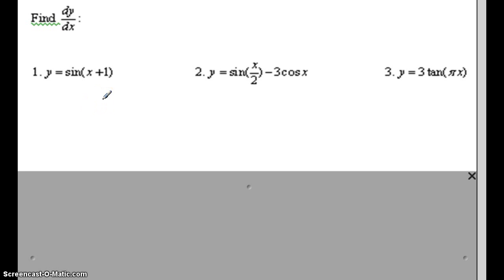For our practice problems, I'll do one of them first, and then again, my suggestion would be to pause the video, try the problem on your own, and then push play again and check to see how you did.